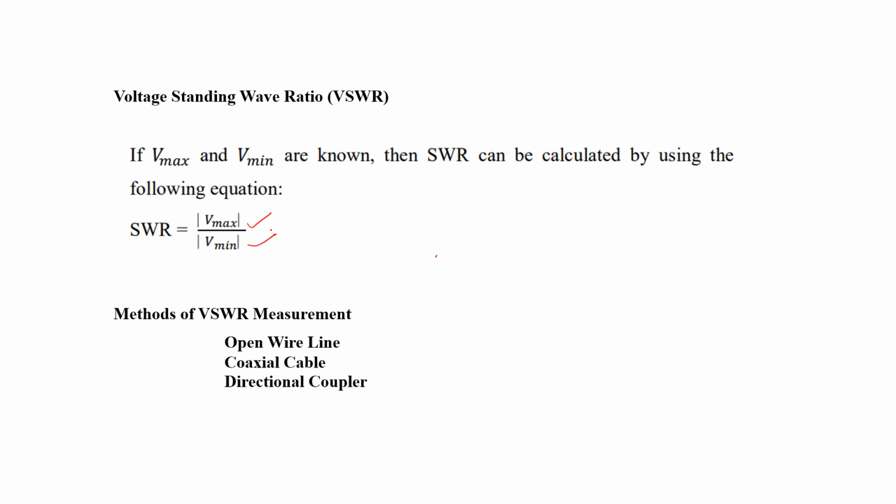So if I want to measure the voltage standing wave ratio, VSWR, we should find the values of Vmax and Vminimum present in a transmission line. After knowing this, we can calculate the VSWR by using the formula Vmax by Vminimum. We are going to look into three different methods of measurement of VSWR: the open wire line method, coaxial cable, and directional coupler.